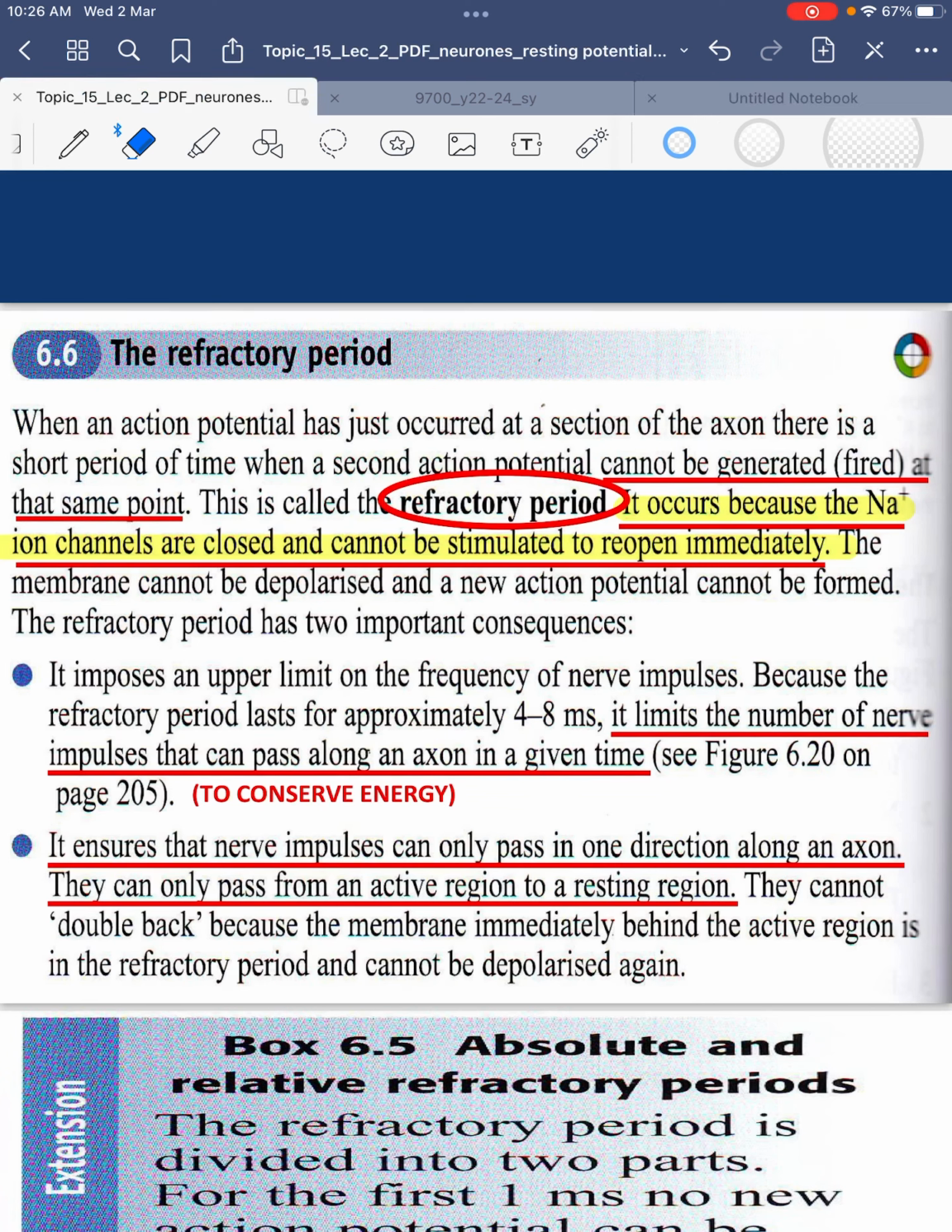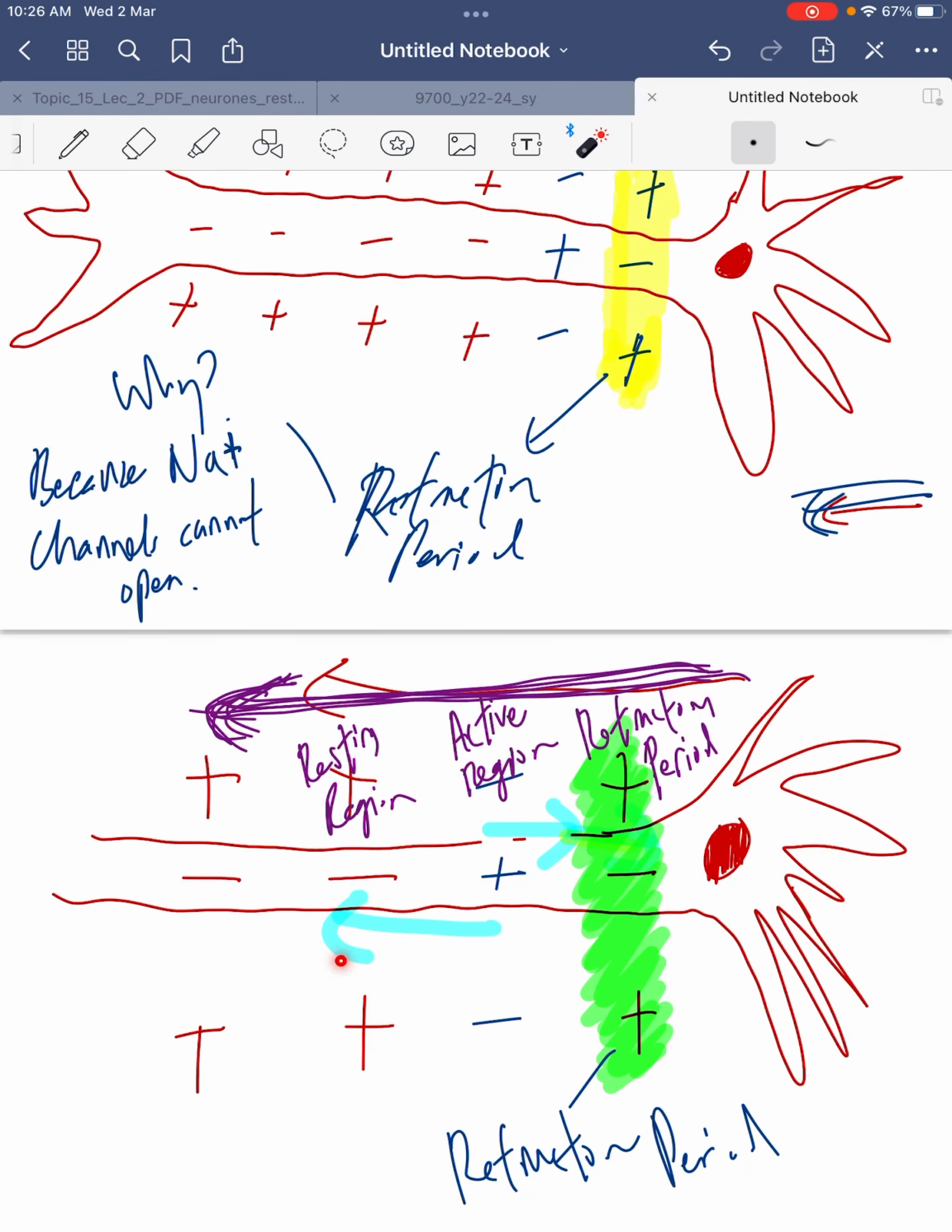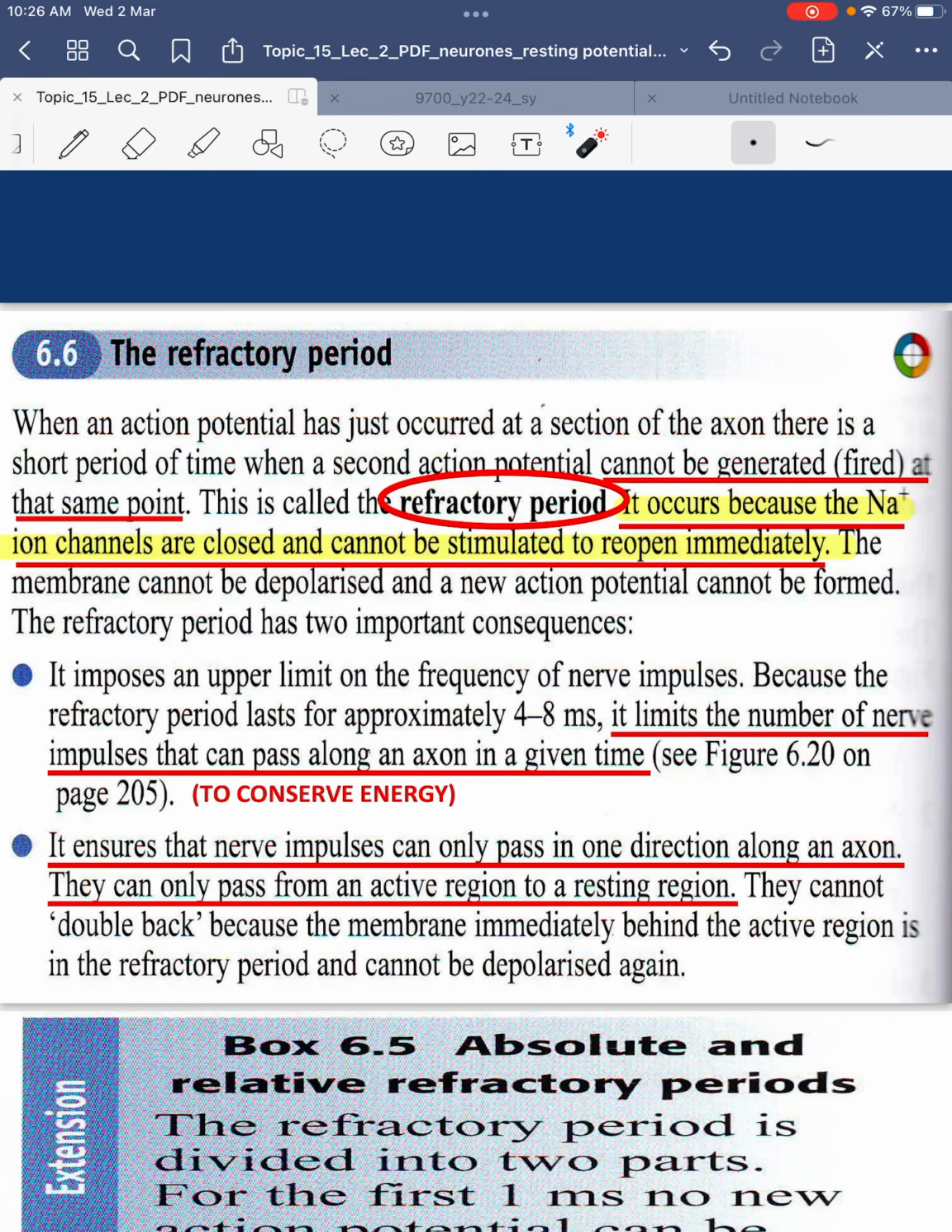As you can see here, impulses pass only in one direction along an axon. They can only pass from an active region to a resting region. They cannot double back. Double back means going backwards, because the membrane immediately behind the active region is in refractory period and cannot be depolarized again.